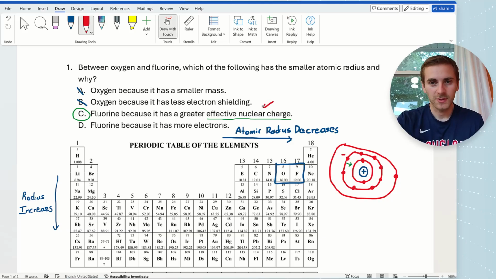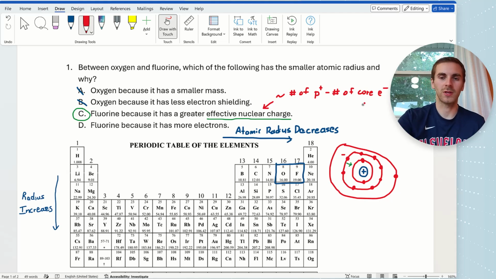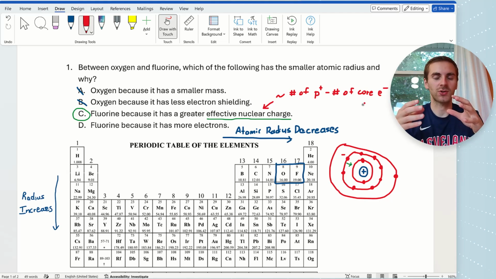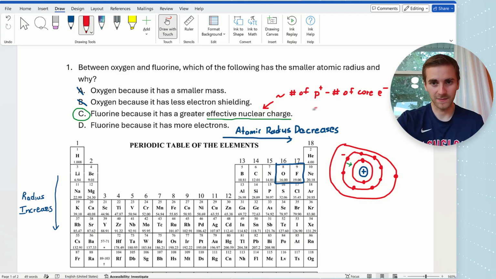As a rough approximation, you can calculate this as the number of protons minus the number of core electrons, which core electrons are just the inner electrons, the ones that aren't your valence electrons. Okay. So sodium has 11 protons, but because it has that third energy level, 10 of its electrons are core electrons. So its effective nuclear charge would just be like 1.